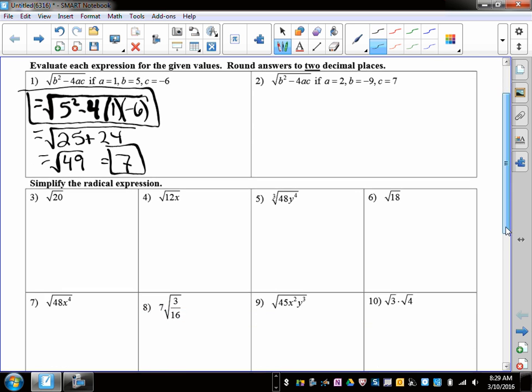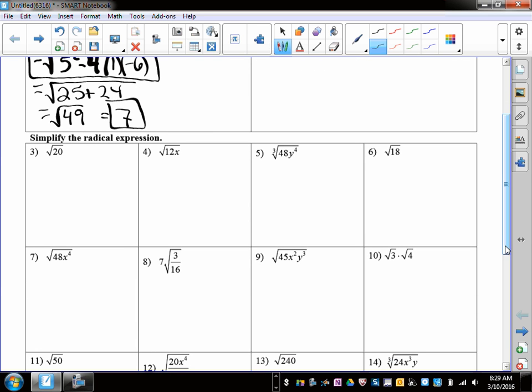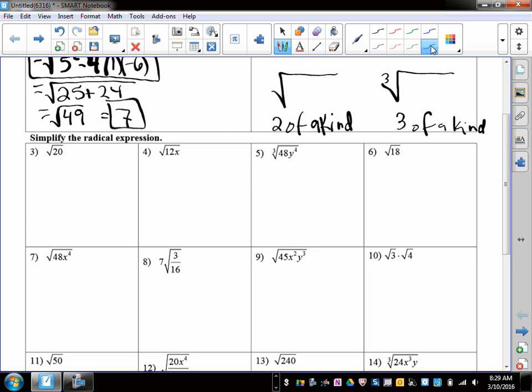Alright, so let's take a look at this next group of odds. Remember, with a square root, how many of a kind do you have to have in order to take it out in front? 2 of a kind, right. Square root means we have to have 2 of a kind. How about for a cube root? How many of a kind do we have to have? 3 of a kind. Good. Just a reminder there. Okay, so number 3, we have the square root of 20.